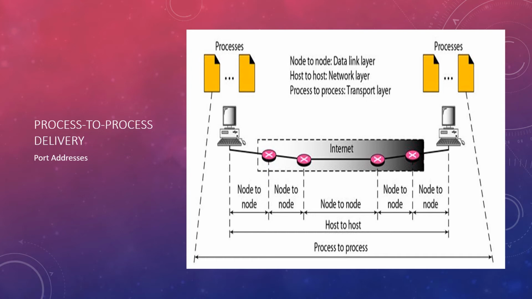Next, let's look at port addresses. As we said before, a port address identifies a process on a host. Computers often run several programs at the same time. For this reason, source-to-destination delivery means delivery not only from one computer to the next, but also from a specific process on one computer to a specific process on the other. The transport layer header must therefore include a type of address called a service point address, also known as a port address. The network layer gets each packet to the correct computer, but the transport layer gets the entire message to the correct process on that computer.